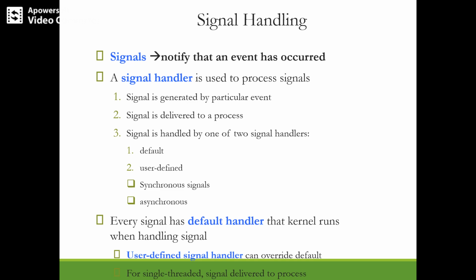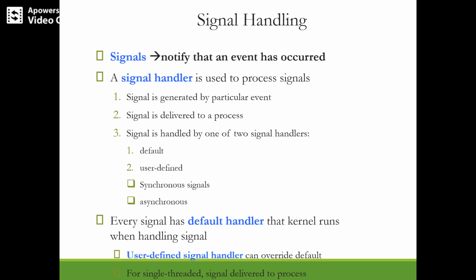Okay. So every signal has a default handler that the kernel will run when handling the signal. In case there is no handler specified, the kernel is going to invoke the default handler, and signals may be handled in different ways. That is, some signals may be ignored, and other signals may be handled by just terminating the program.